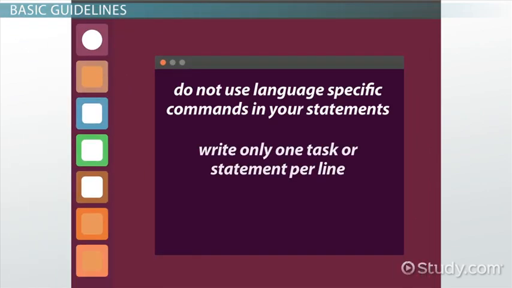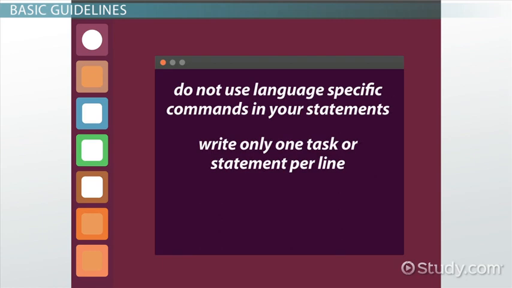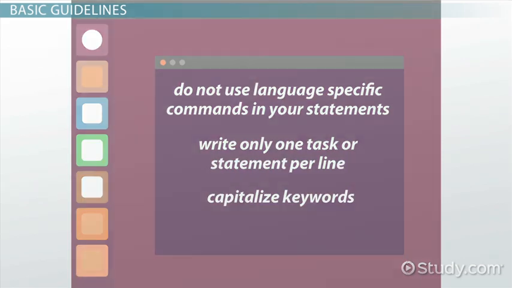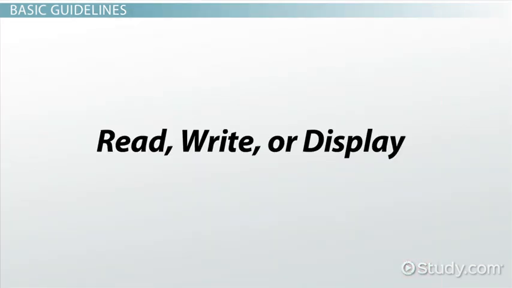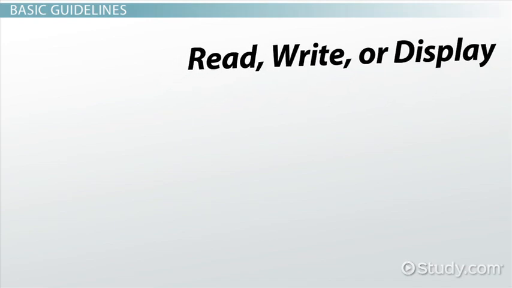Second, remember to write only one task or statement per line. Make sure you put only one task on each line. Including too much information on one line can be confusing and increases the possibility of errors. Third, make sure to capitalize keywords. Capitalizing keywords like read, write, or display helps to show when an action is occurring or when a specific command or process will be necessary when coding in your specific language.